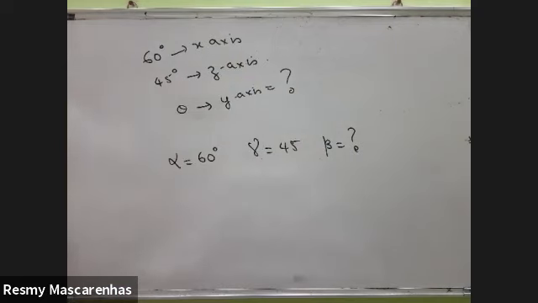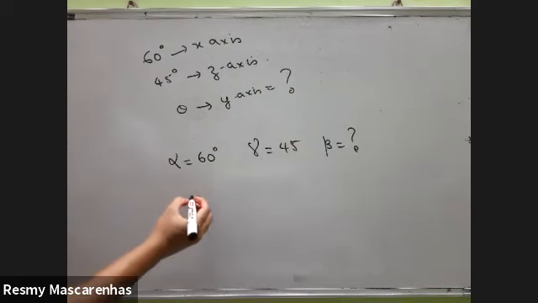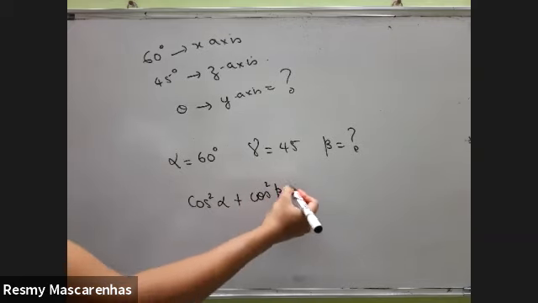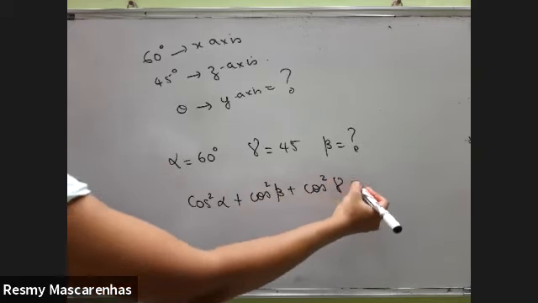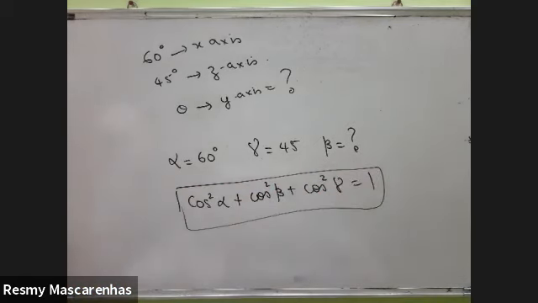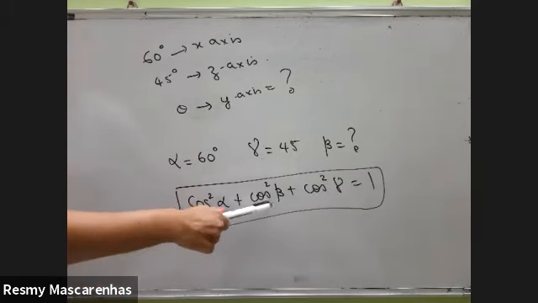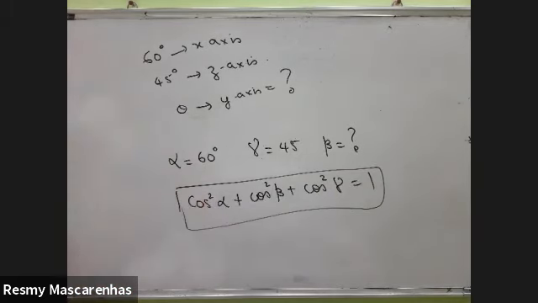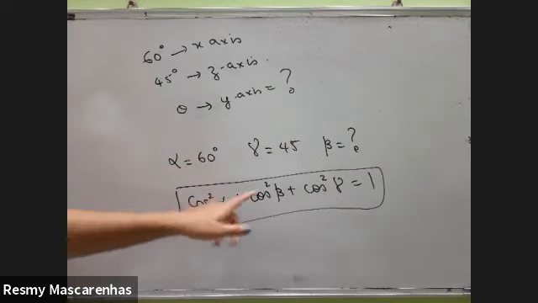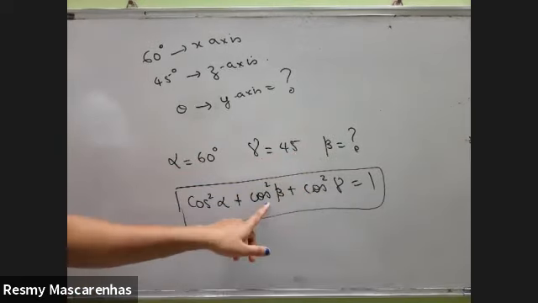There's a relation between alpha, beta, gamma, which I think I missed out. On the first page it is given. So this is the relation: cos square alpha plus cos square beta plus cos square gamma is equal to 1. This is the relation between the direction angles. You'll have to remember this formula. So now substitute alpha and gamma, and then find beta.